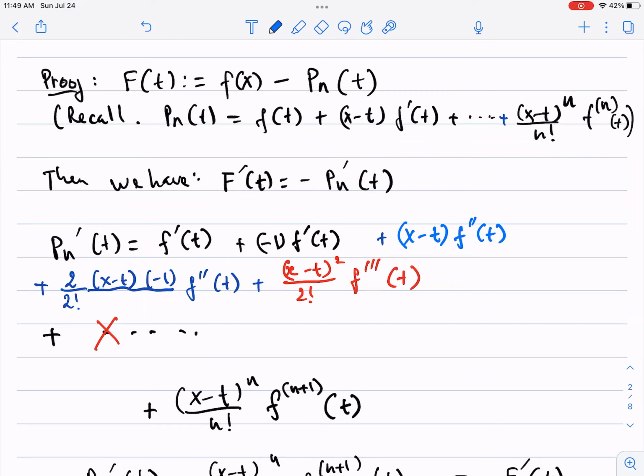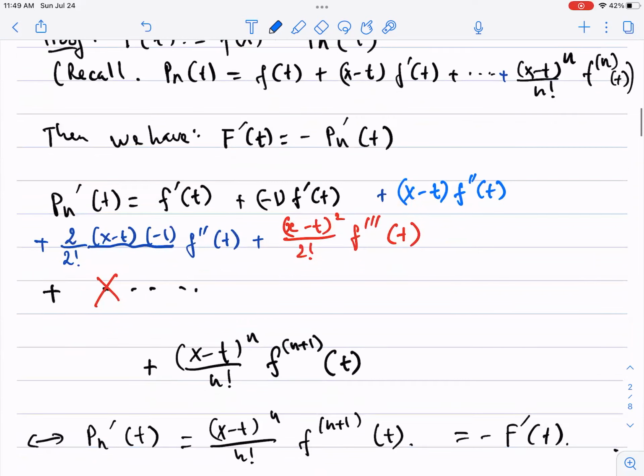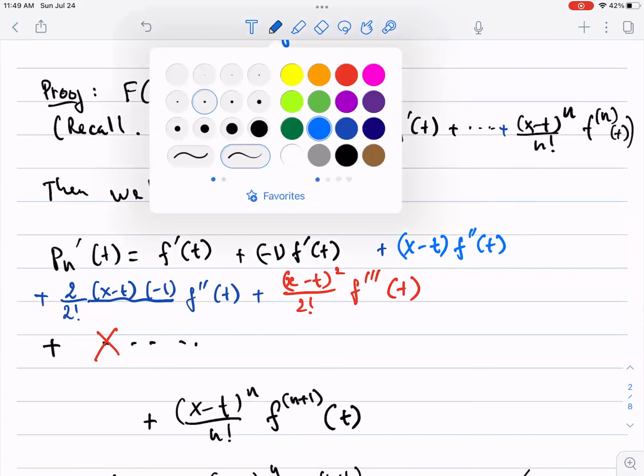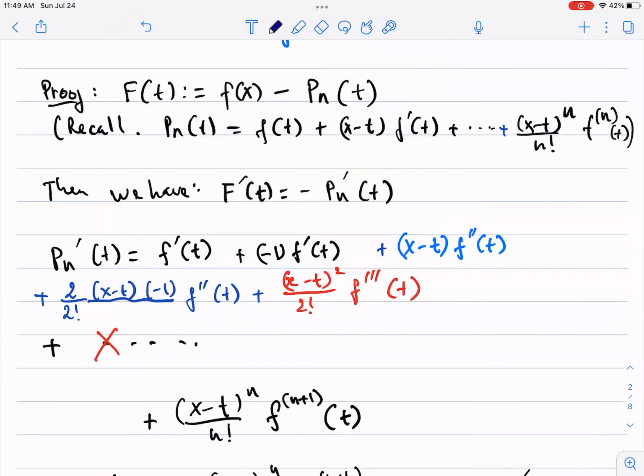So recall that the Taylor polynomial Pn of t is equal to f of t plus (x minus t) f prime of t, and so on. If we take the derivative with respect to t, this is equal to f prime of t plus minus 1 times f prime of t plus (x minus t) times f double prime of t. These two terms right here basically come from the derivative of this term.